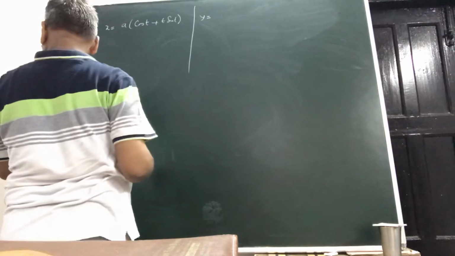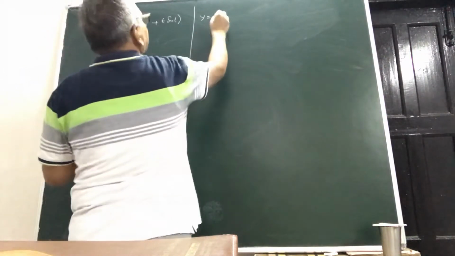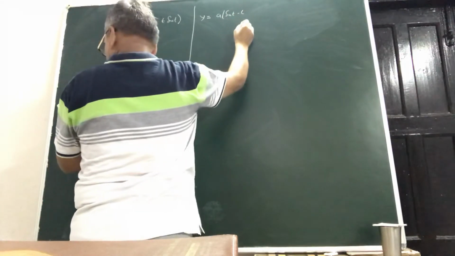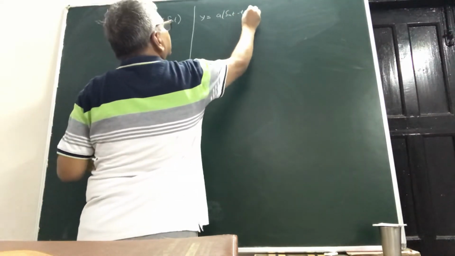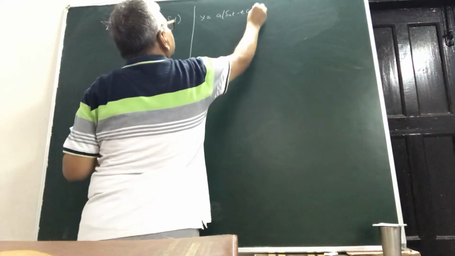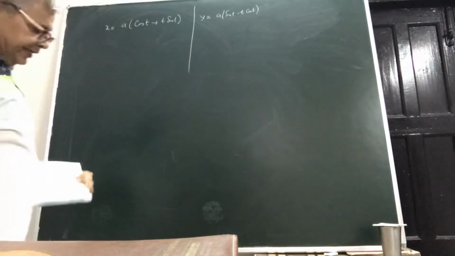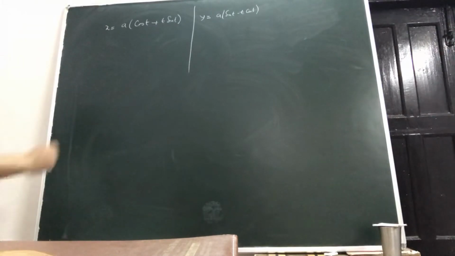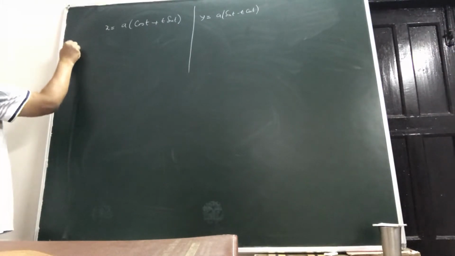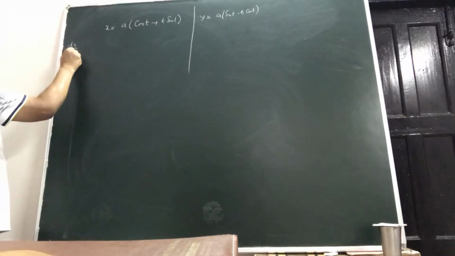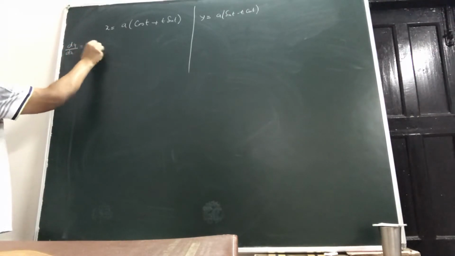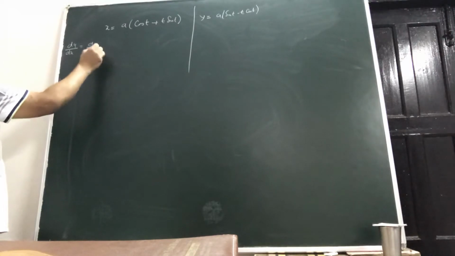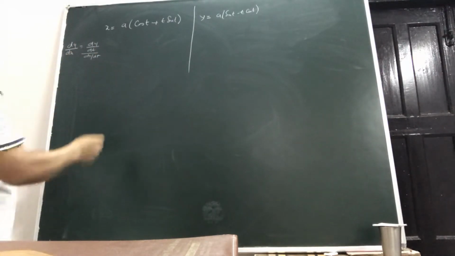y is a(sin t minus t cos t). And then you have to find d²y upon dx². Now you know, when things are given in the parametric form, then dy by dx is nothing but dy by dt upon dx by dt. So first of all, let us calculate this dx by dt here.